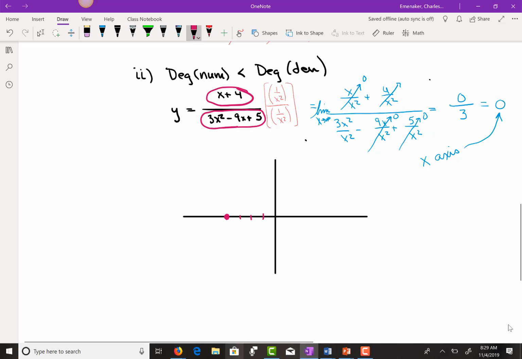They may be dead. Okay, so what you can do is you can go into your calculator, set y1 equal to 3x squared minus 9x plus 5, and graph it. I have no clue what that graph is going to look like, but wherever it crosses the x-axis are your values of x where you're going to have asymptotes.